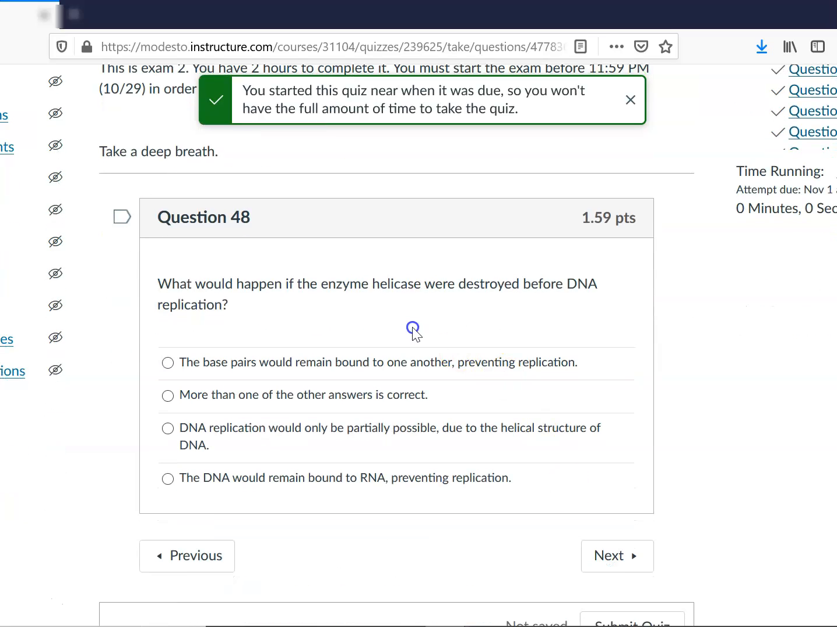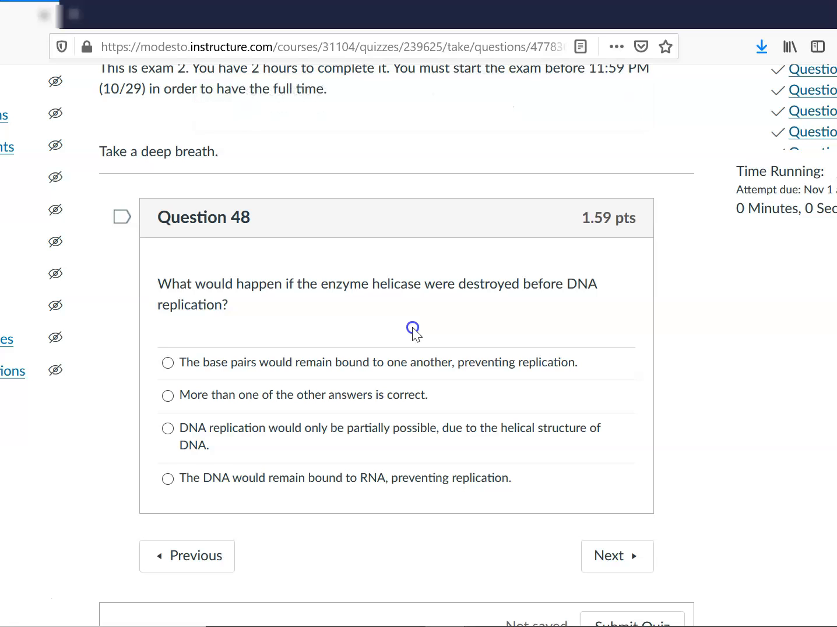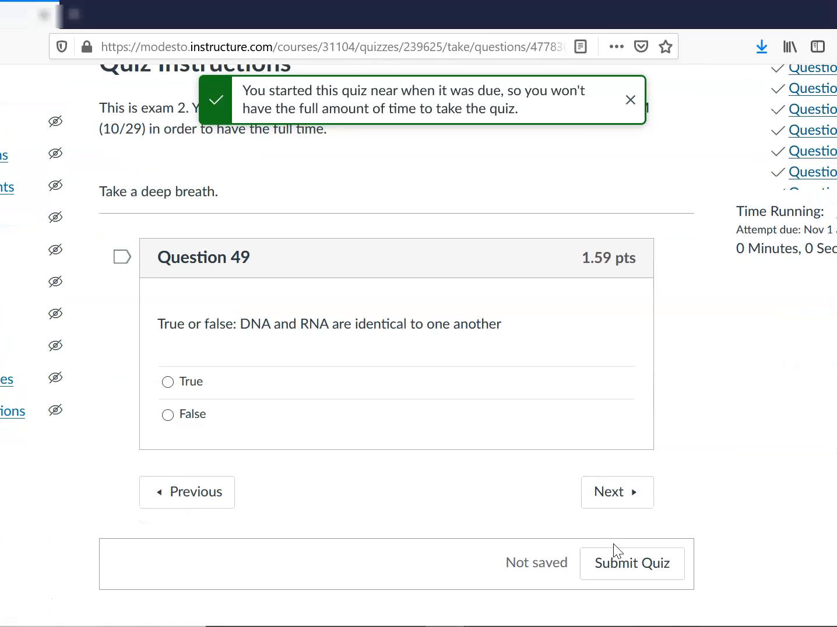What would happen if the enzyme helicase were destroyed before DNA replication? So remember, helicase is unzipping. It's breaking the hydrogen bonds between those base pairs. And so DNA would remain bound. Base pairs would remain bound to one another, preventing replication. There wouldn't be anything to unzip it. That is my answer.